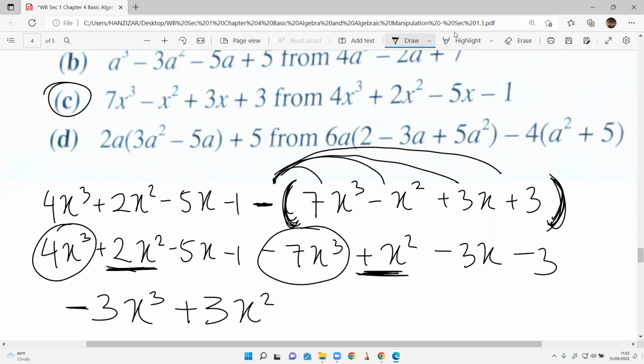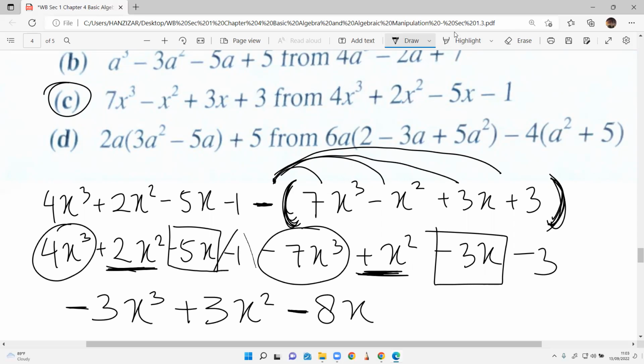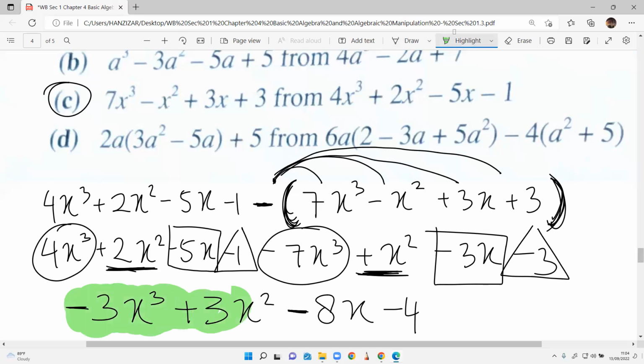Now, negative 5x minus 3x. Minus 5 minus 3? Minus 8x, right? And then negative 1 minus 3. Yeah, there you go. That's all. That's it. Done. It's like x cubed, x squared, x to the 1. The x to the 1 is only x. Okay. We continue.